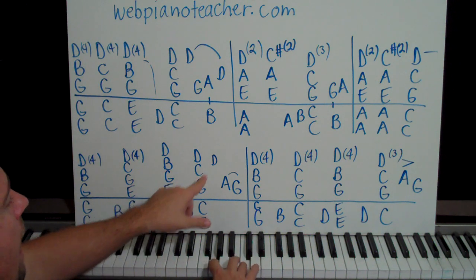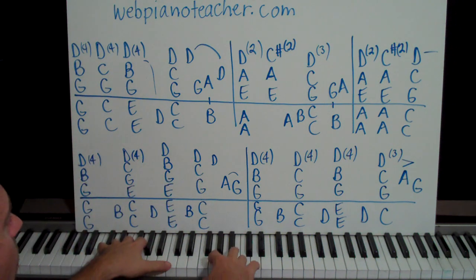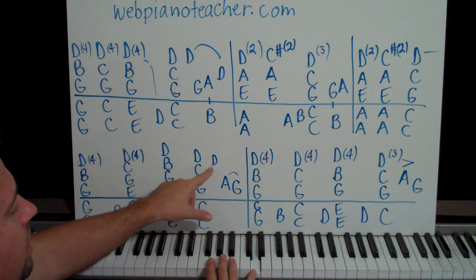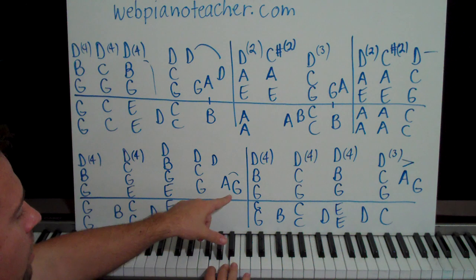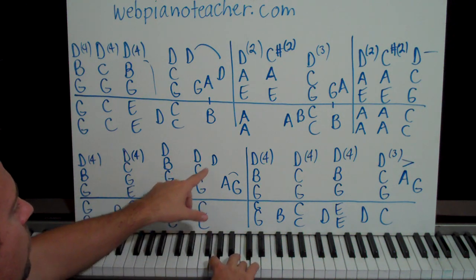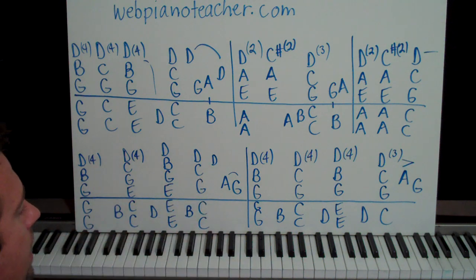1, 2. Actually, it's just held. You'll hold that. 2, 3. And on count 3, you play a D. I hear a D softly. And then on count 4, you have A, G. So we have 1, 2, 3, 4, and.